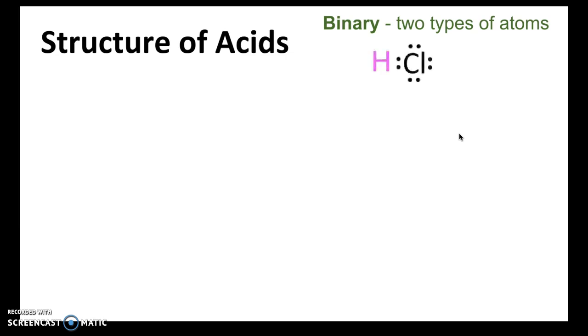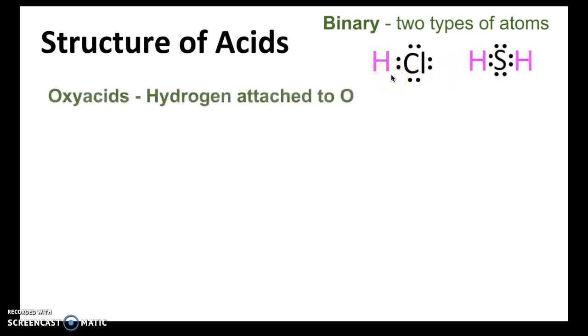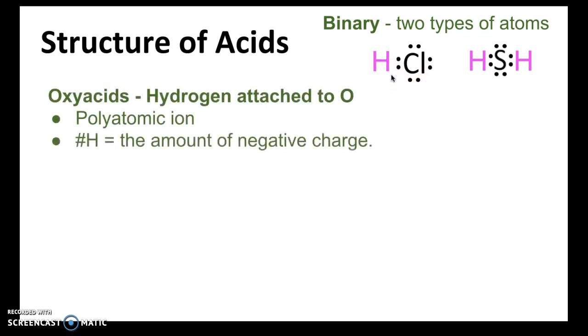Binary has 2 types of atoms. So like HCl, there's hydrogens and there's chlorines, or H2S. And so here, what I've highlighted are known as acidic protons or acidic hydrogens in those acids. You also have oxyacids, which are usually polyatomic ions with hydrogens attached to them.